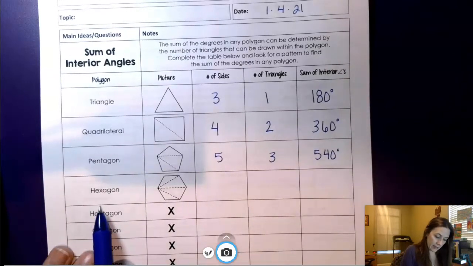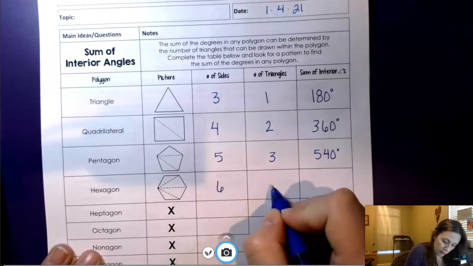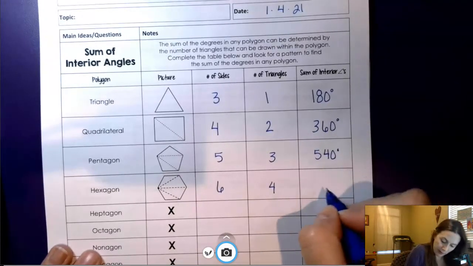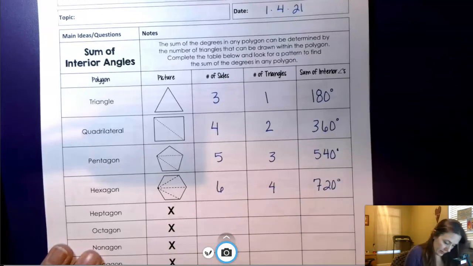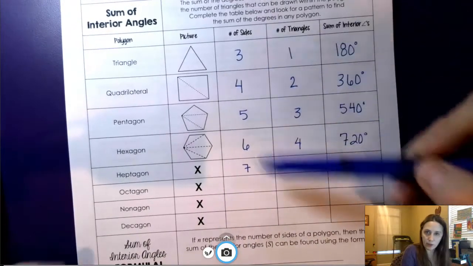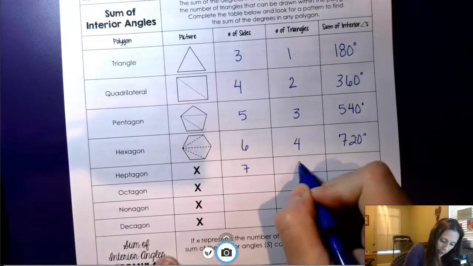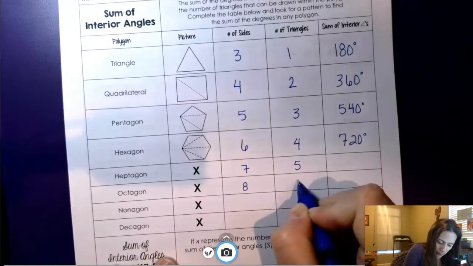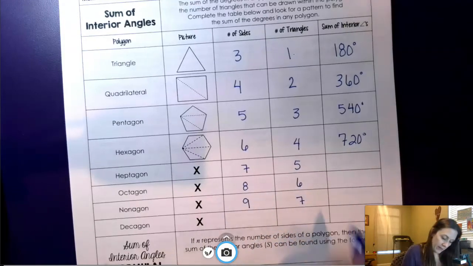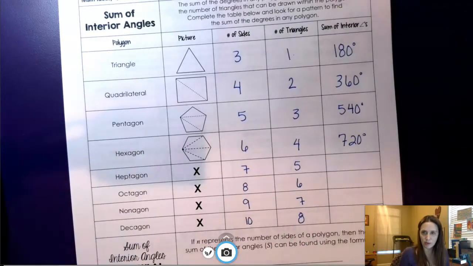So here I have a hexagon. A hexagon has 6 sides and creates 1, 2, 3, 4 triangles. So I can either do 180 times 4 or add another 180 for 720 degrees. A heptagon is going to be 7 sides. If I look at my pattern, 7 sides is going to create 5 triangles, 8 sides will create 6 triangles, 9 sides is going to create 7 triangles, and a decagon with 10 sides is going to create 8 triangles. So that pattern is going to continue.